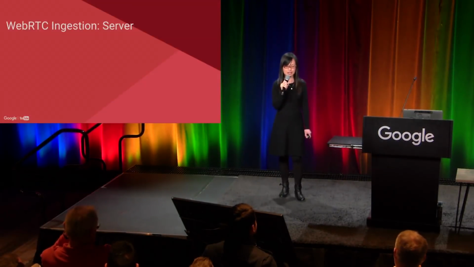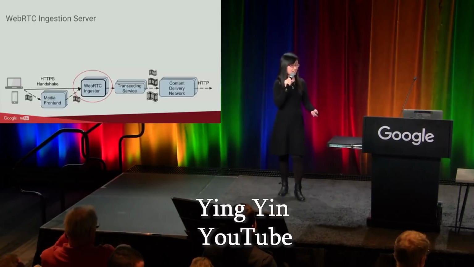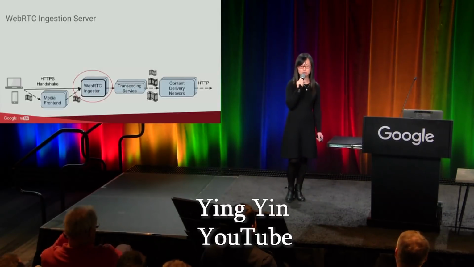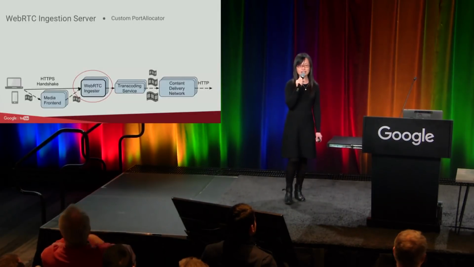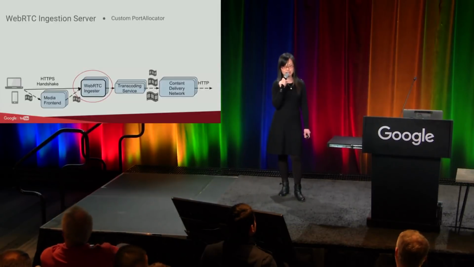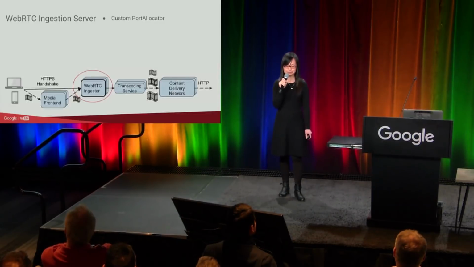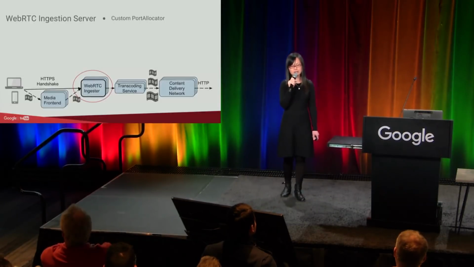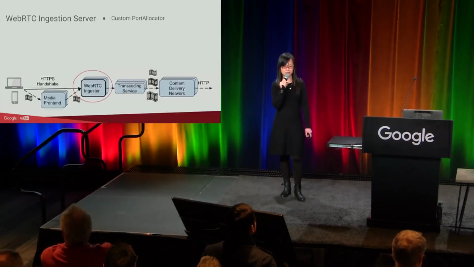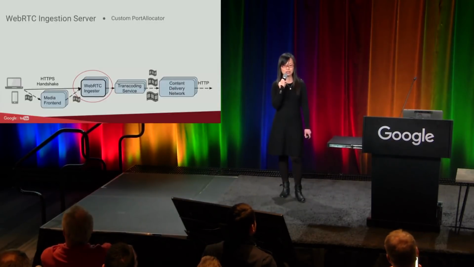On the server-side implementation, it's basically the WebRTC ingester that handles the WebRTC protocol. But we do need to do some customization. First, because the clients are not sending the media data directly to the WebRTC ingester server, we do not send the IP address and port of the ingester server back to the client. We need to send the media front-end server's IP address and port to the client. That's why we need to create a custom port allocator to supply to the WebRTC peer connection factory.